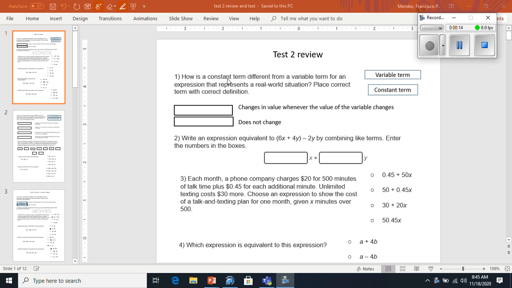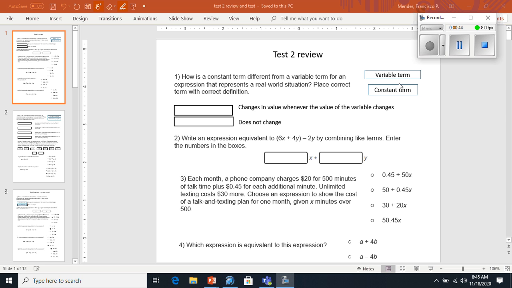First one says, how is a constant term different from a variable term for an expression that represents a real-world situation? Place the correct term with the correct definition. The two choices are variable term and constant term. We have to figure out which space they're going to go into. Space number one says changes in value whenever the value of a variable changes. And the second one says does not change.